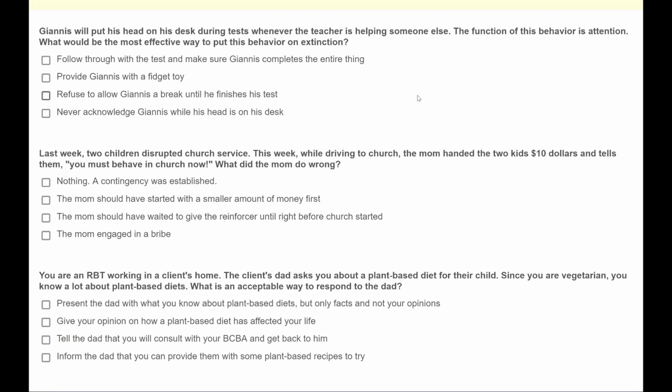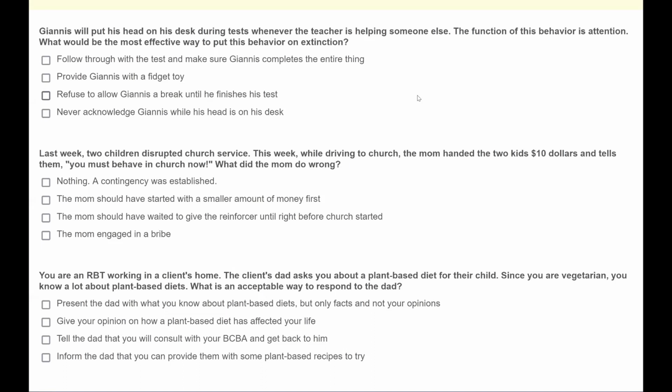What is extinction? Extinction is withholding reinforcement for a previously reinforced behavior. And the key to extinction is to understand the function, because that's what we're going to be withholding. If our behavior occurs for attention, we're going to withhold attention. If the behavior occurs for escape, well, we're going to prevent escape. If the behavior occurs for a tangible, well, we're going to withhold that tangible.